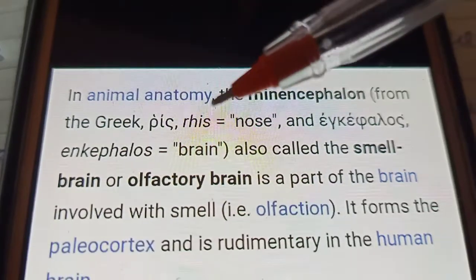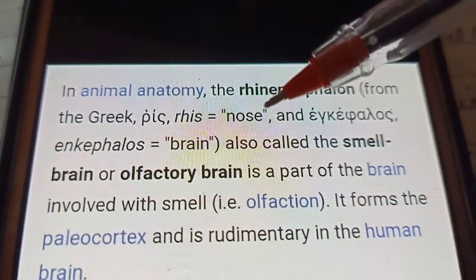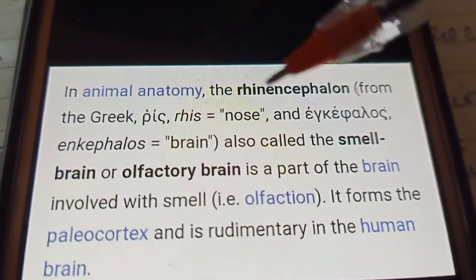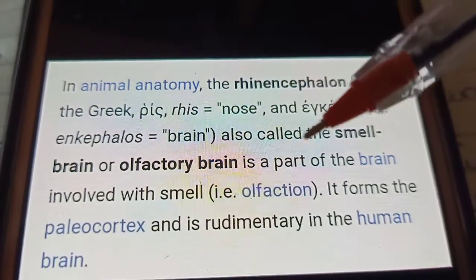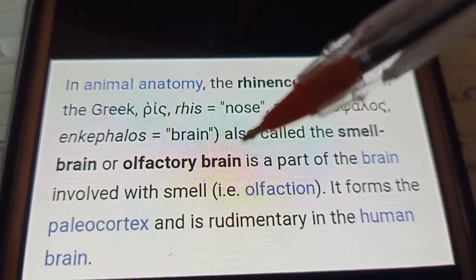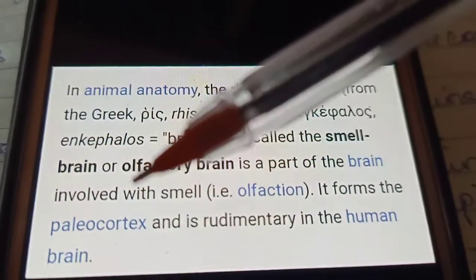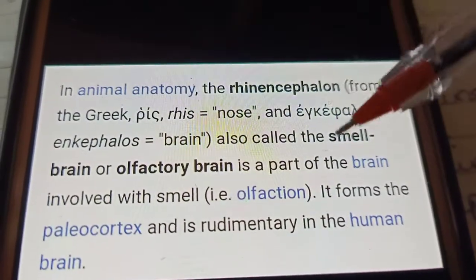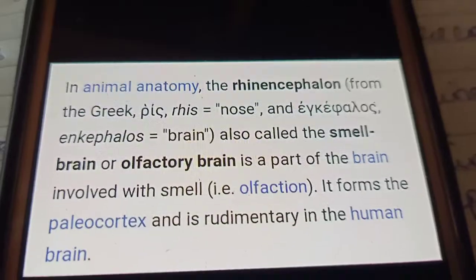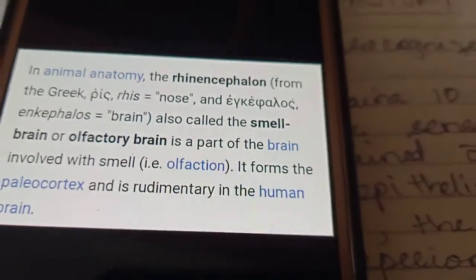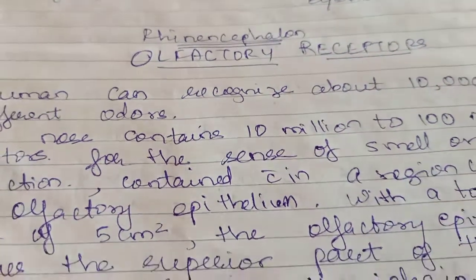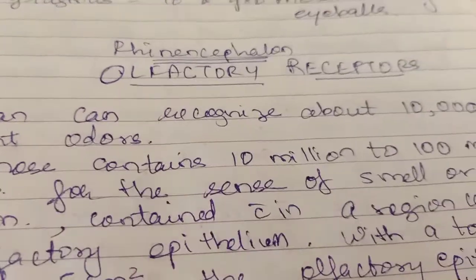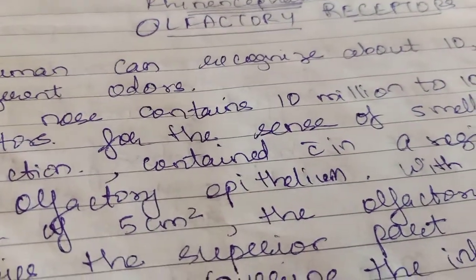Rhis means nose in Greek, and encephalos means brain. So it is the smell brain or olfactory brain, which is involved with smell sensation. It forms the paleocortex and is rudimentary in the human brain. Now I'll proceed further. We will go one by one: what are its parts, what are the olfactory receptors, the olfactory tract, and the olfactory bulb.